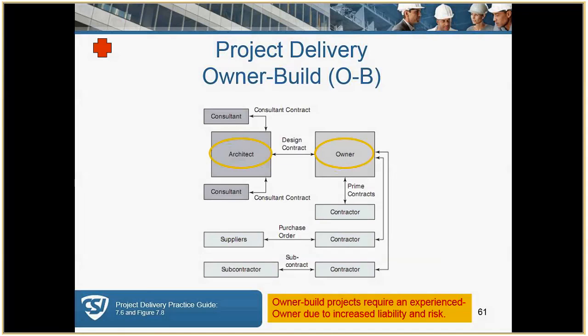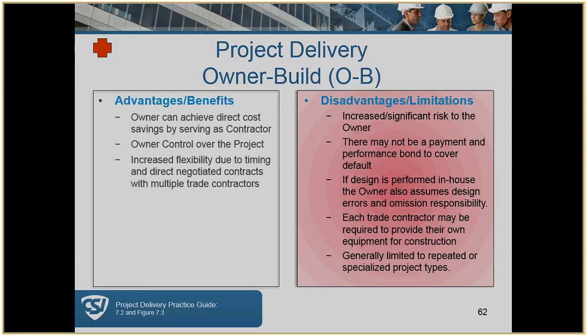Now we're going to go to owner build, which is a very risky proposition. Owner build requires an experienced owner due to increased liability and risk, and most owners do not want to assume that liability and risk. We're going to talk quickly about advantages and disadvantages. You can read through these. It is a greater risk to the AE when an owner performs the construction.